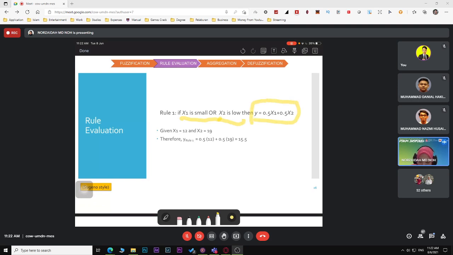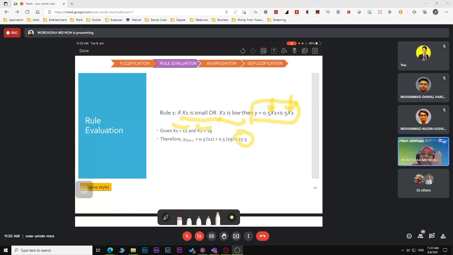Okay. Kalau dia bagi dalam bentuk function macam ni, instead of a constant, so you kena kira lah. X1 12, X2 19, so you masukkan value X1 dekat sini, X2 dekat sini. Okay, so y untuk rule 1 ni akan jadi 15.5. Itulah dia punya K dia tadi. Okay, constant dia akan jadi value tu lah. Faham maksud saya? So they can give you any value and they can also give you some function. So in Sugeno, dia lebih kepada jenis yang begitu.